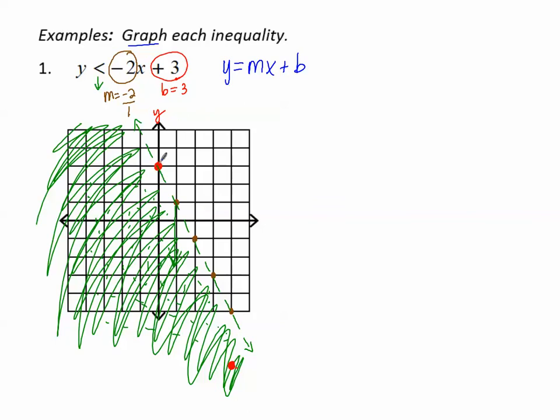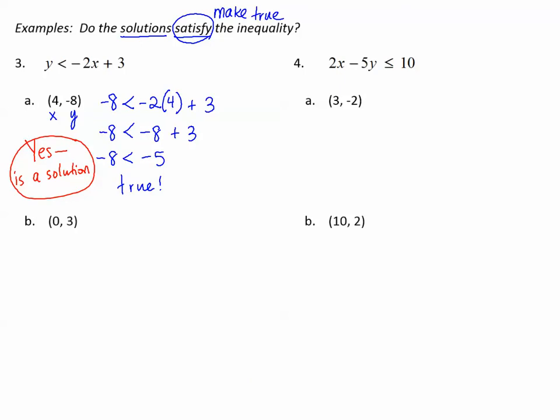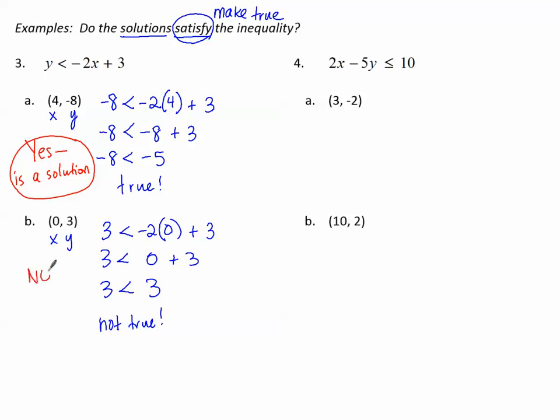Let's go take a look at what it looks like when we plug this ordered pair of x, y into our inequality. 3 is the y, so I put 3 less than negative 2, 0 is the x, plus 3. 3 is less than 0 plus 3, and 3 is less than 3. Well, this doesn't say less than or equal to, it just says less than, and 3 is not less than 3, so this is not true. So does this solution satisfy? No, this is not a solution. It does not satisfy the inequality.